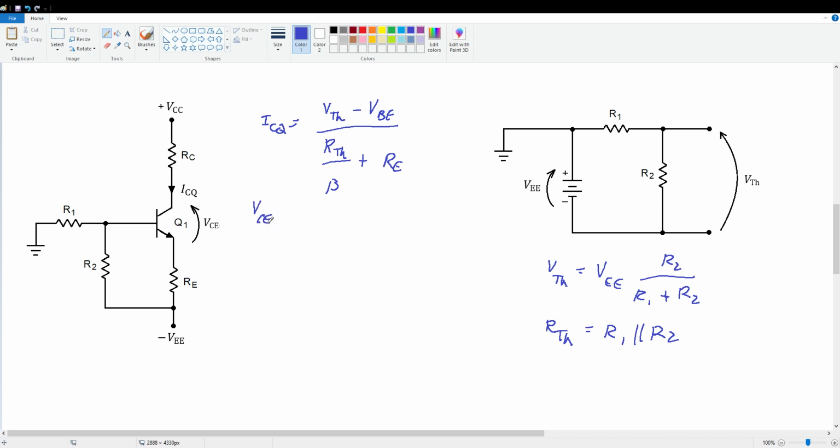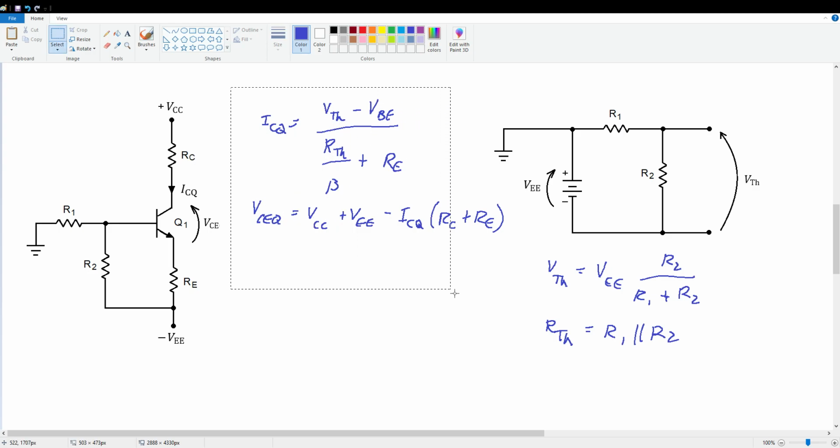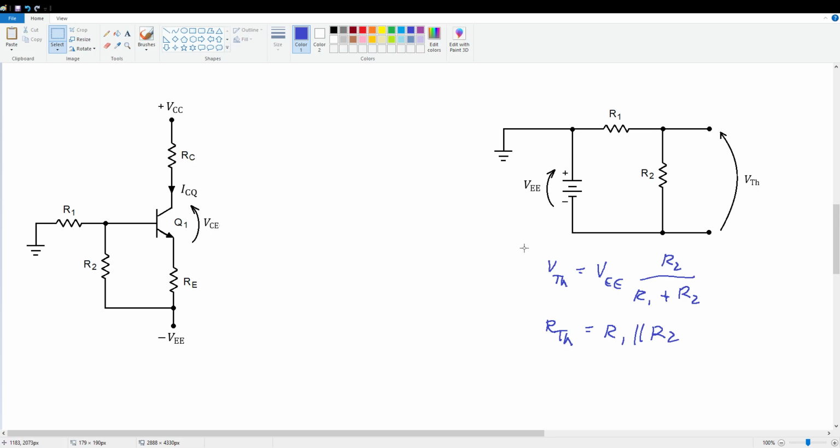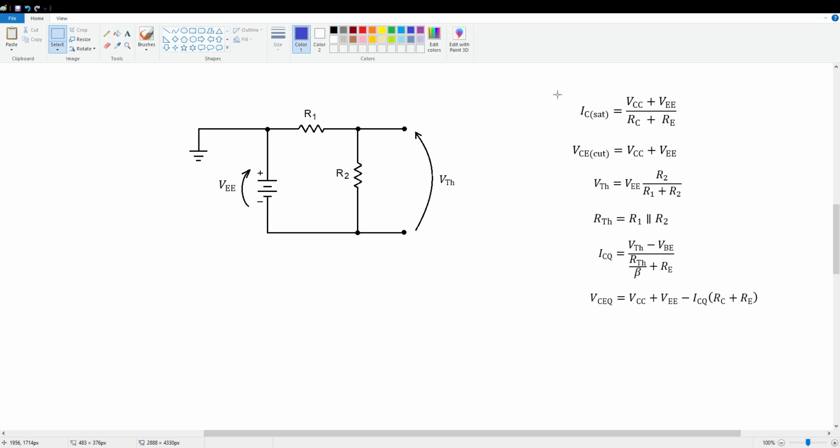VCEQ is the same equation as the previous circuit. We've got a total potential difference of VCC plus VEE minus ICQ times RC plus RE. This voltage divider network on the base does not affect this expression at all. All right, let me bring these equations over in a nice neat form for your reference purposes. Okay, clear this chicken scratch out of here, and I'll come over here and grab the equations.